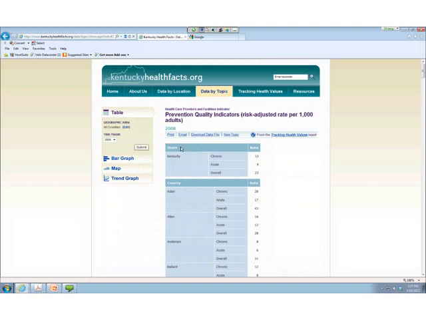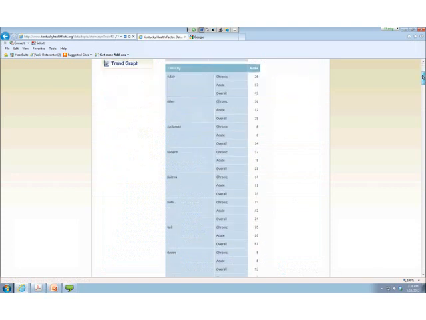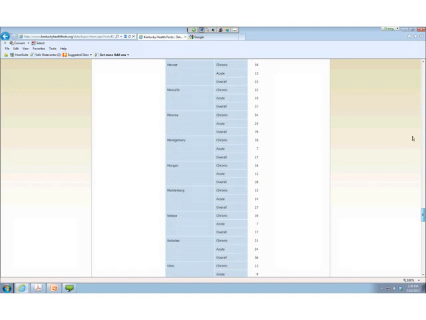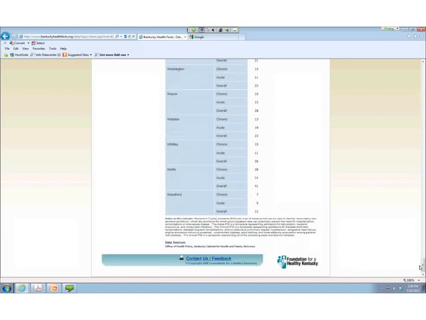And we have 3 prevention quality indicators that are available. One is the chronic aggregate score, one is the acute aggregate score, and one is the overall aggregate score. And these are risk-adjusted rates per 1,000 adults. And what these are is a measure of preventable hospitalizations. And I'm going to scroll down to the bottom so you can see the explanation, because that will be a little bit more clear than anything I can say. But these are preventable diseases where if somebody had good primary care, if they were being treated for their chronic disease or their condition, they probably would have never landed in the hospital.